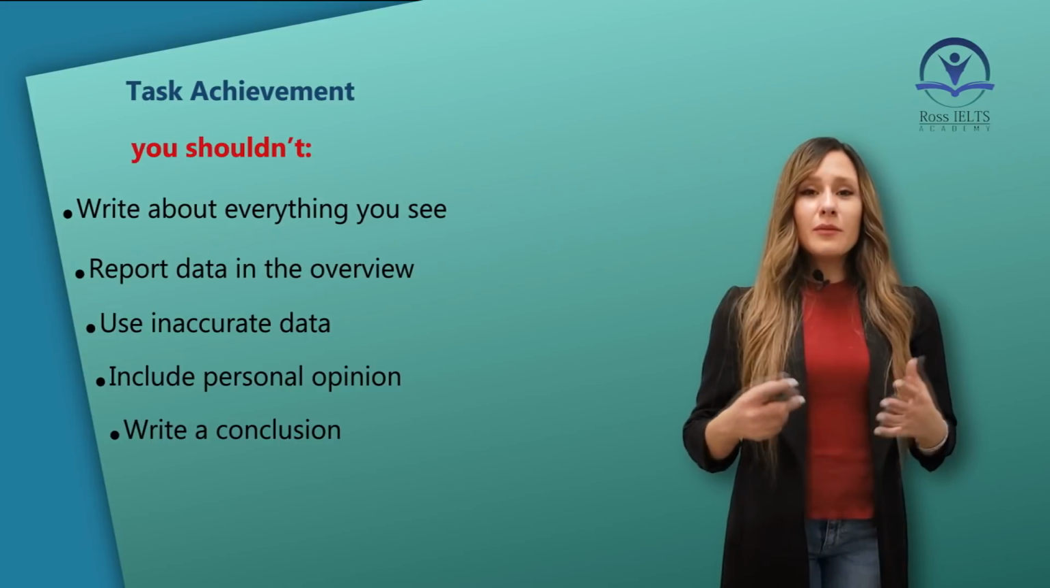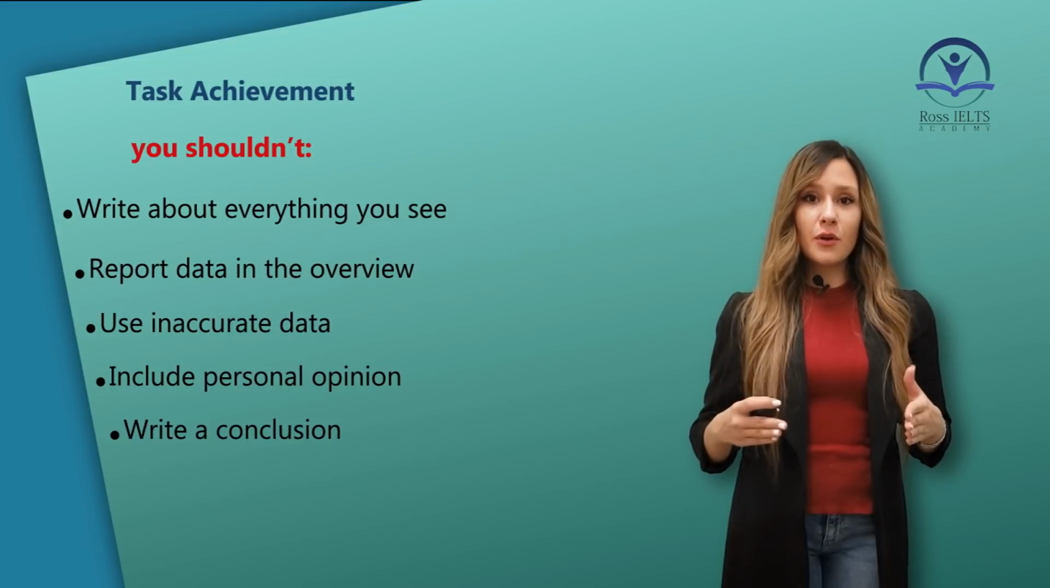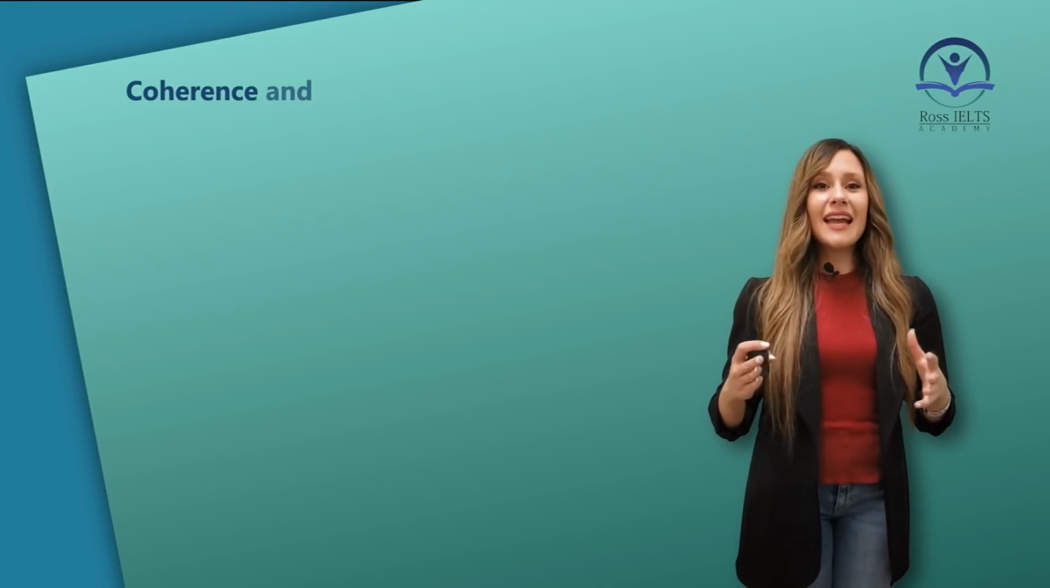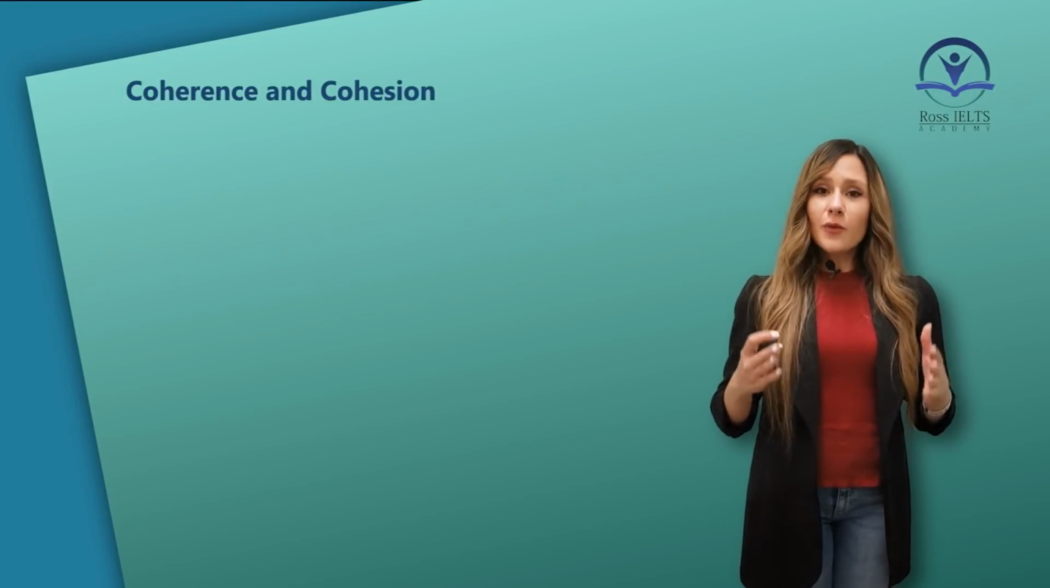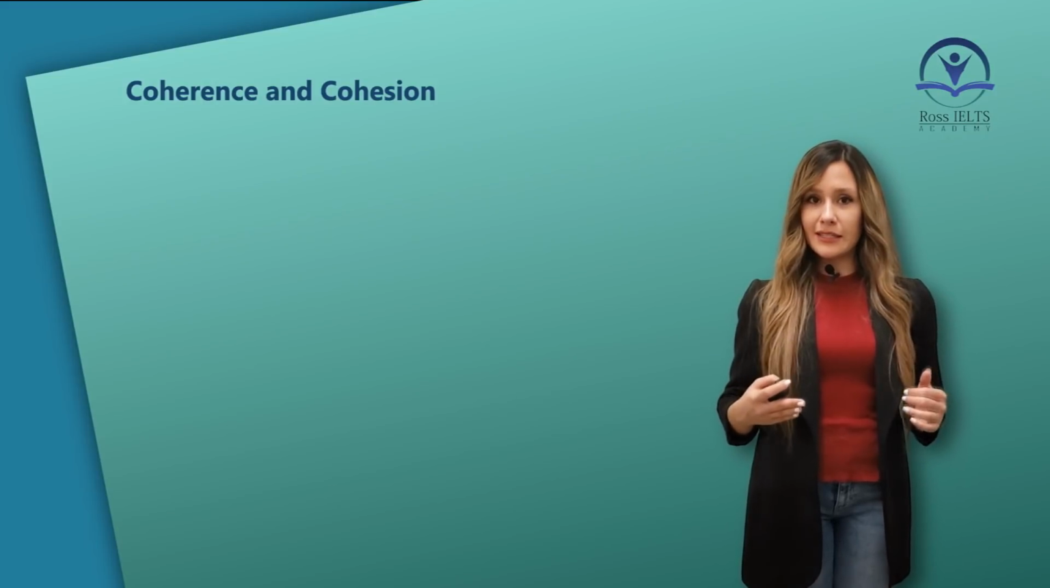So these were all the important details related to this criteria. By paying attention to those, you will get a higher score in this one. Moving on to the second criteria. The second criteria is the coherence and cohesion. This criteria refers to how clear and organized your writing is.